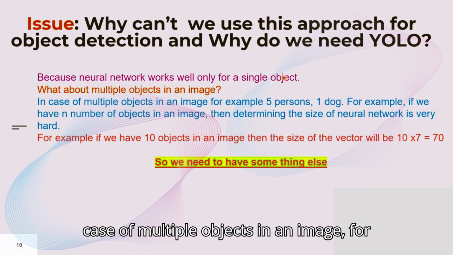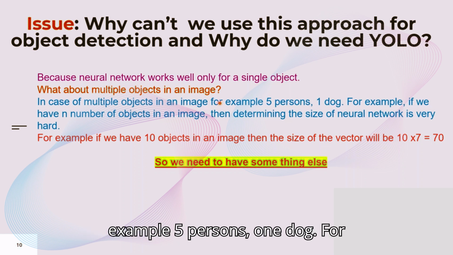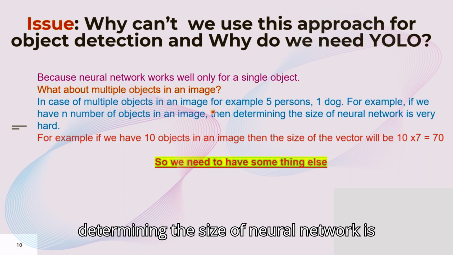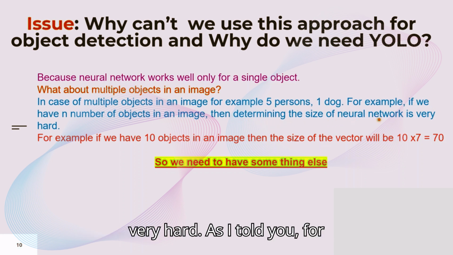So in case of multiple objects in an image, for example, 5 persons and 1 dog, or if we have n number of objects, like 10 objects in the image, then determining the size of the neural network output is very hard.